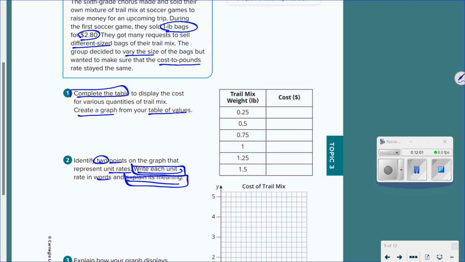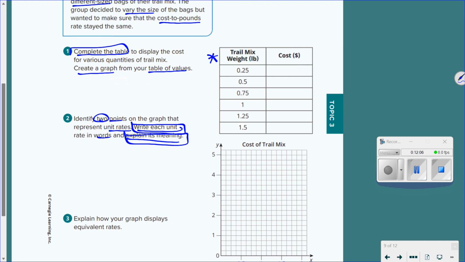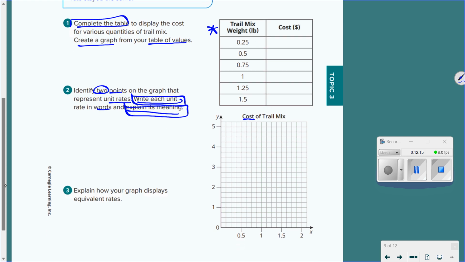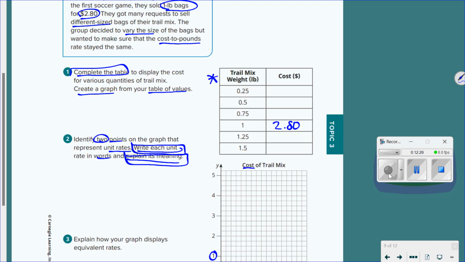So there's a lot to unlock on this page. First thing you're going to do is build your table. Then from the table, you're going to plot the values to get the cost. And then I'm going to have 2 unit rates. Okay? I'll give you a hint. Your unit rates are when the values are 1. Questions on what you're doing? Okay, we'll give you guys about 10 minutes to do this page. Go and get started. Okay, so we gave the tip of, they told you that the one was $2.80.